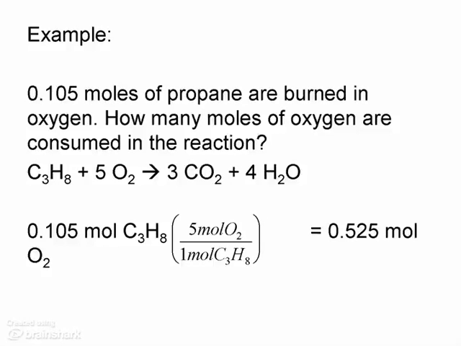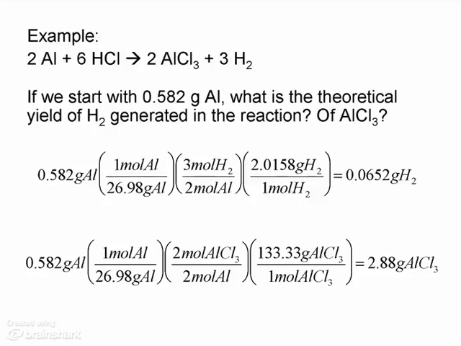So we know that we have 0.105 moles of propane, and we know that for every 1 mole of propane that's consumed, we also consume 5 moles of O2. So if we do our canceling, we find that we have consumed 0.525 moles of O2 in this reaction. Now I want to solve another mole problem that's slightly more challenging.